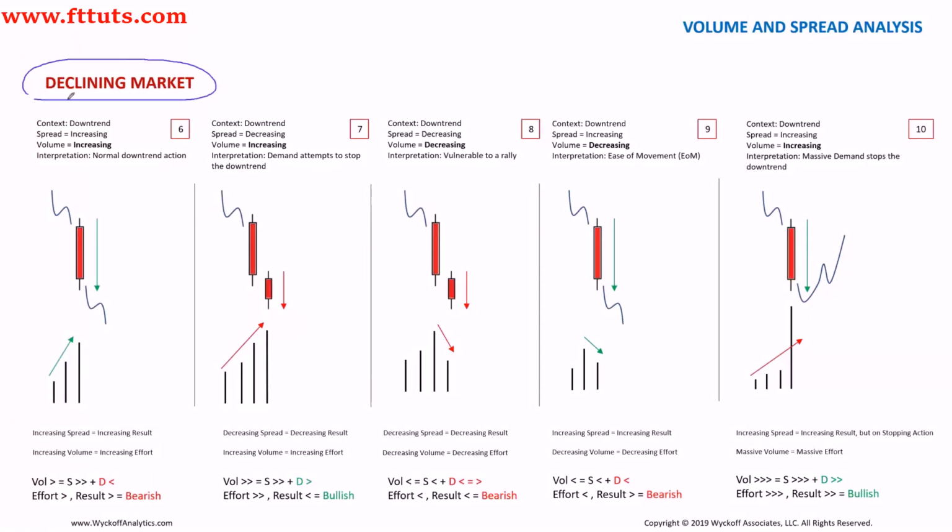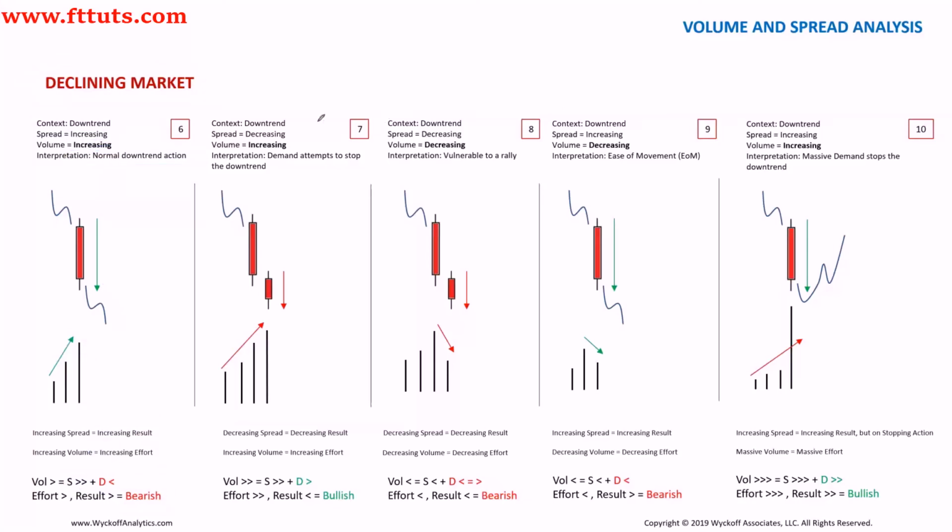In the declining market, where the context is the downtrend, let's look at all of these scenarios again. They're going to be just a mirror image of the ones that we looked at for the advancing market. Spread is increasing, volume is increasing. It's an increasing result with increasing effort. And when the volume signature is normal, this is just normal activity in the downtrend. This is where supply is going to increase and still dominate over demand. Demand could very easily be decreasing at this point. The short-term bias for this interpretation is going to be bearish and a continuation to the downside.